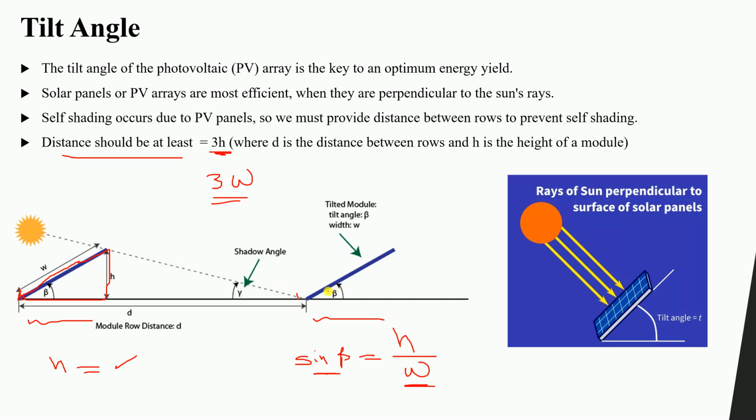in order to prevent the shading effect. In another lesson, which will be added to the course, we are going to discuss how we can get the exact distance between the two panels, not just an approximate number like 3h or 4h. We are going to get the exact value according to each location.